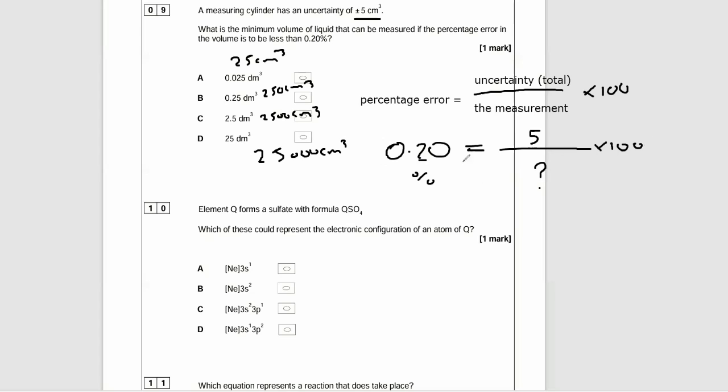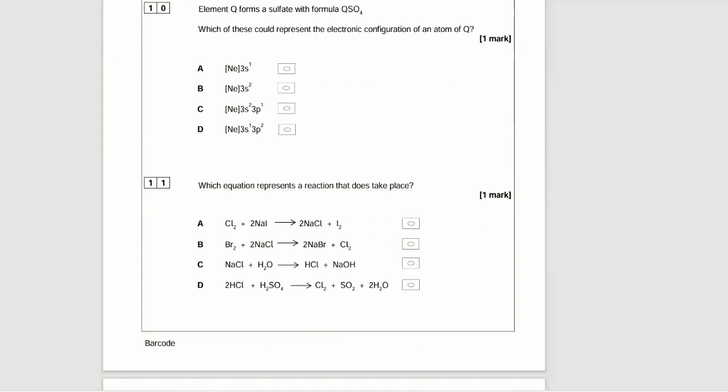And if you do that, you'll find that 2,500. If you go 5 divided by 2,500 times 100, you get 0.2. So the answer is C. You could rearrange the equation if you wanted, but I found it even quicker just to whack those 4 different answers in and see which one fits.